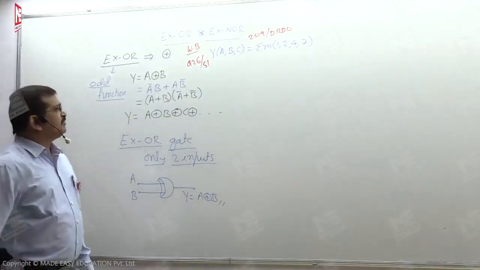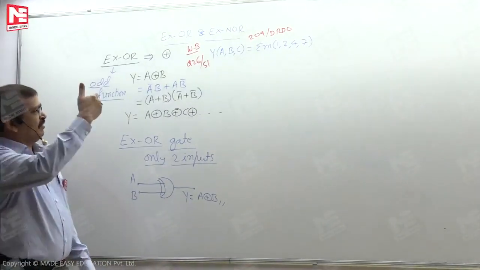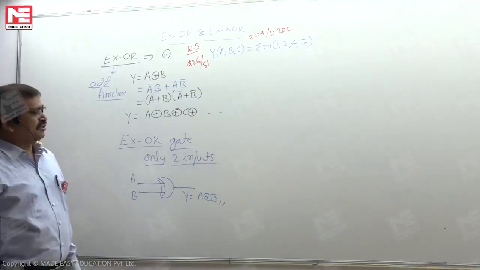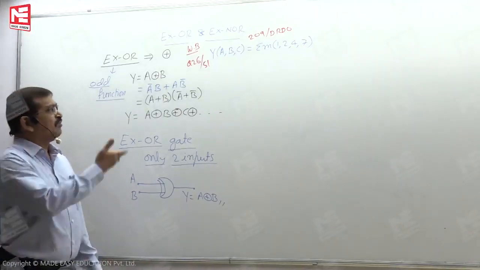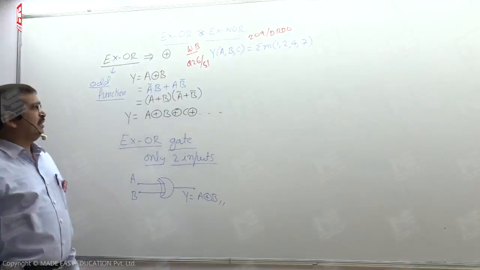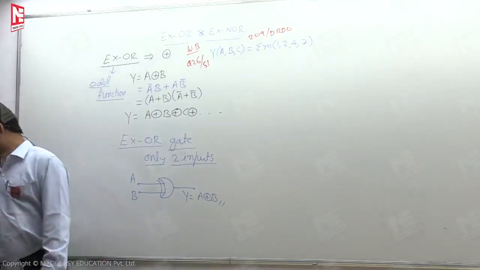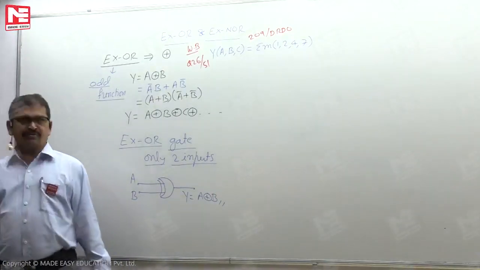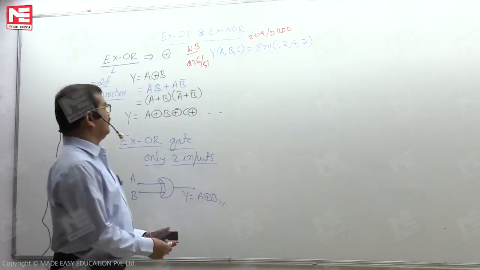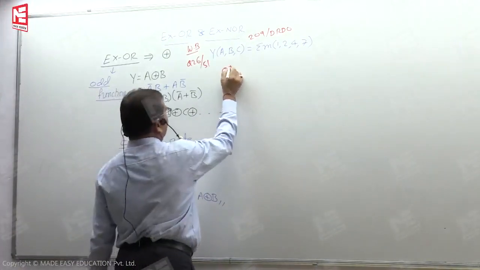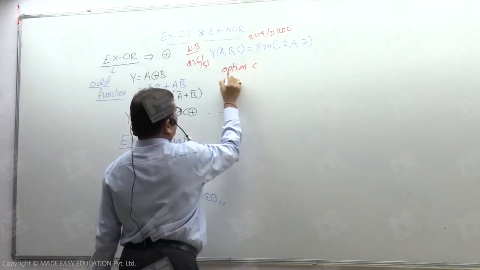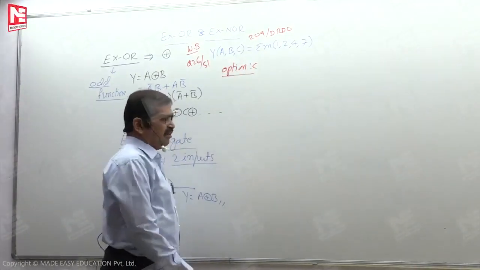So we are naming it on three variables. The question was: which one of the following functions is an odd function on three variables. One of the options was 1, 2, 4, 7. I think it was option C. It was option C in the question paper. So option C is the right answer.